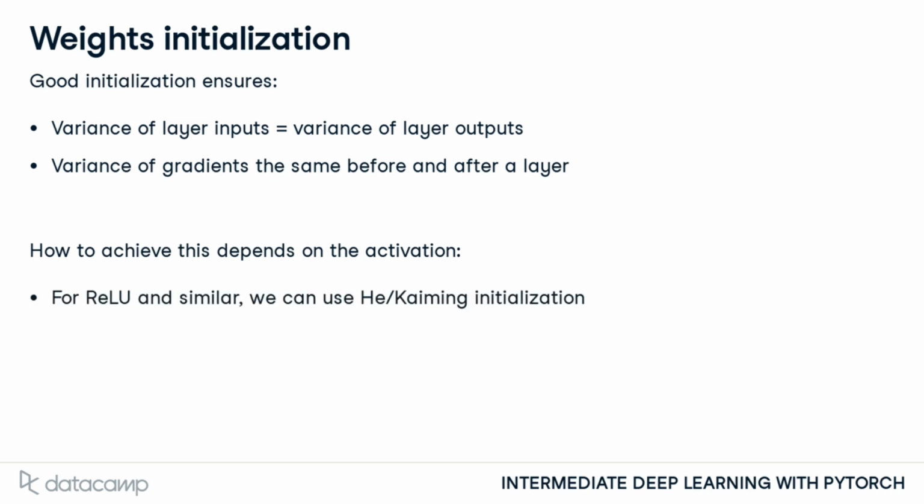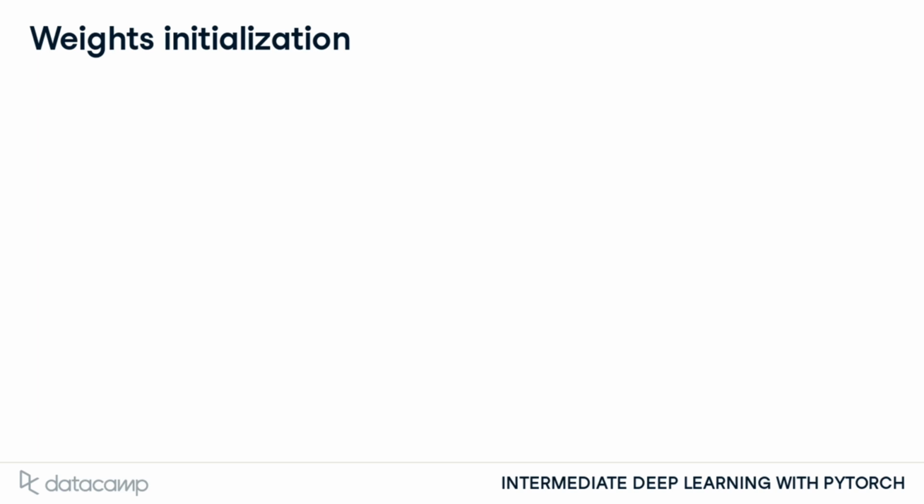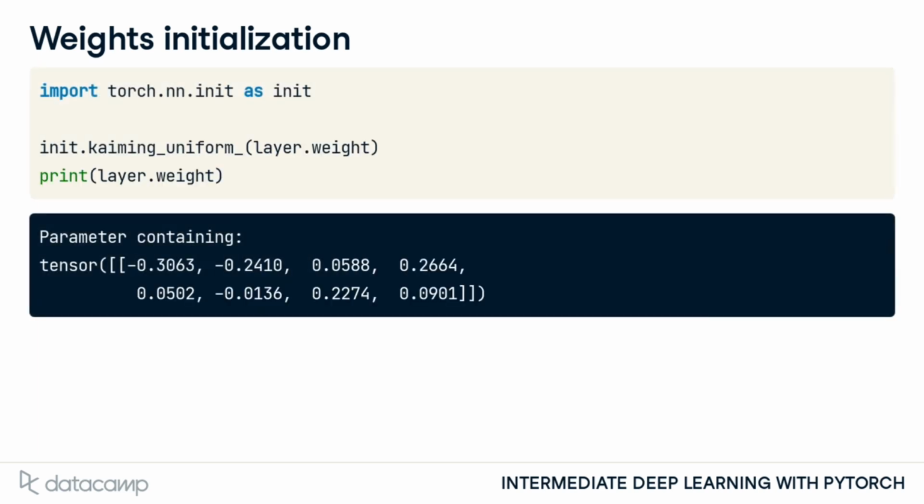For ReLU, or rectified linear unit, and similar activations, we can use He initialization, also known as Kaiming initialization. To apply this initialization, we call kaiming_uniform_ from torch.nn.init on the layer's weight attribute. This ensures the desired variance properties.